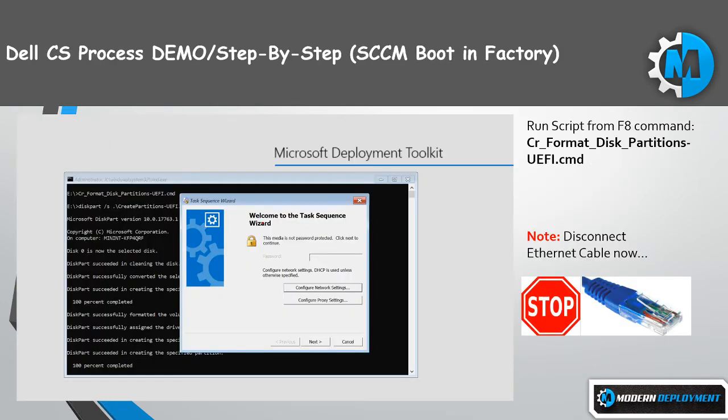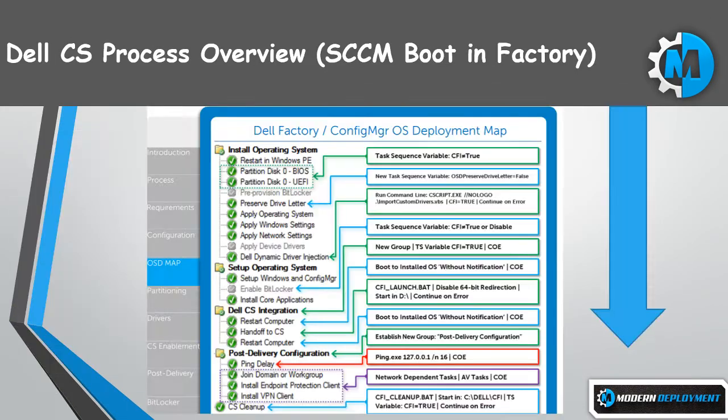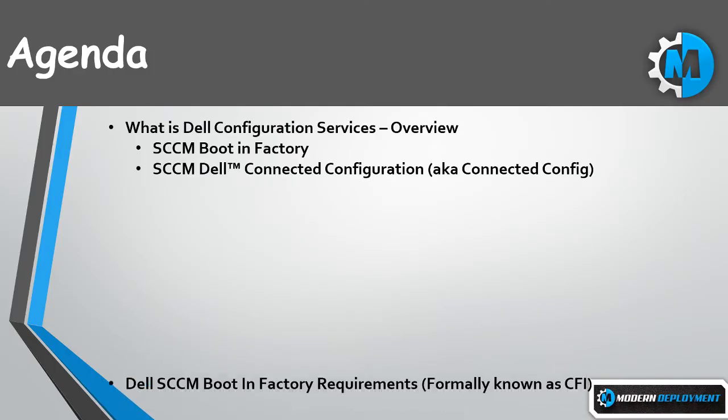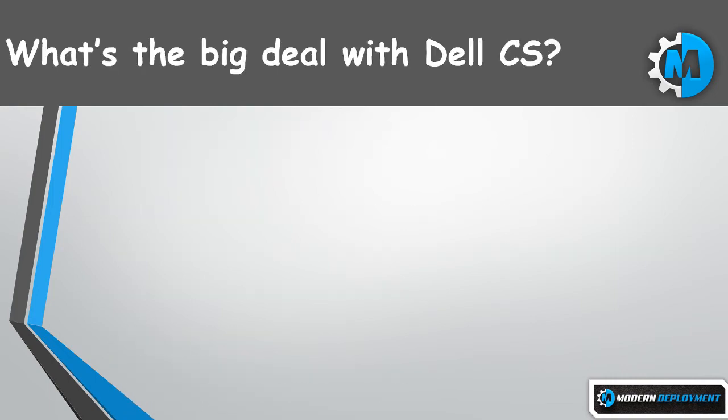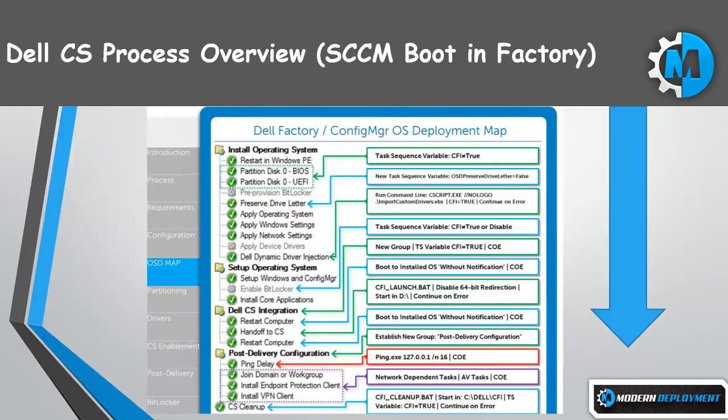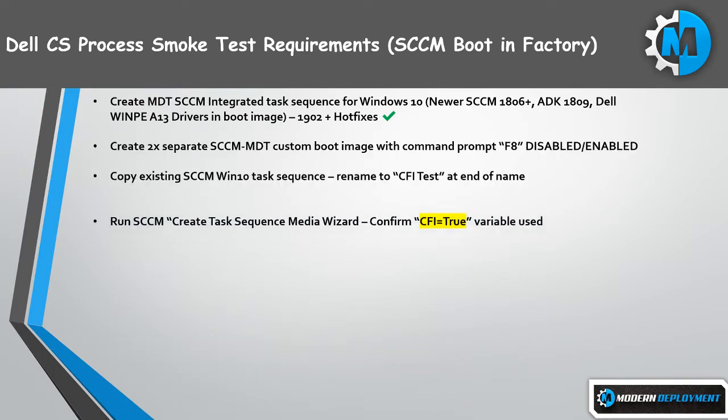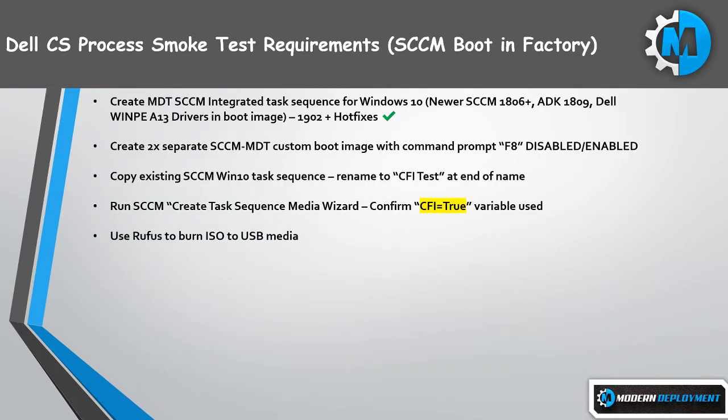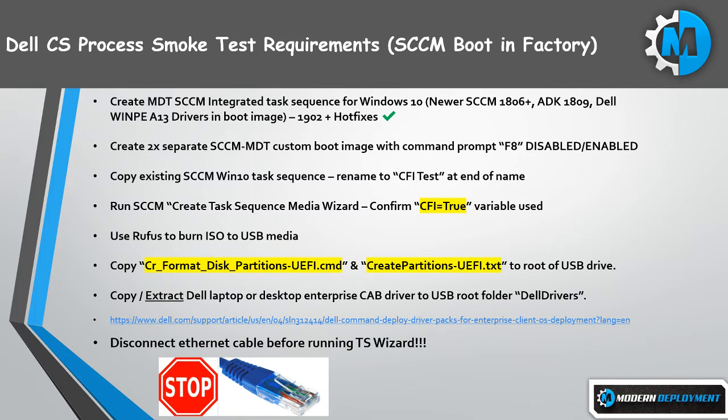Now, when you boot, so basically you will use Rufus. Here, you will use Rufus to burn that ISO that you create with the Media Wizard. You will then copy these files, this CMD file and this text file, to the root of the drive. You will then also create a folder on the root of your USB drive where you burn the standalone media. You'll create a folder called Dell Driver, Dell Driver is one word.